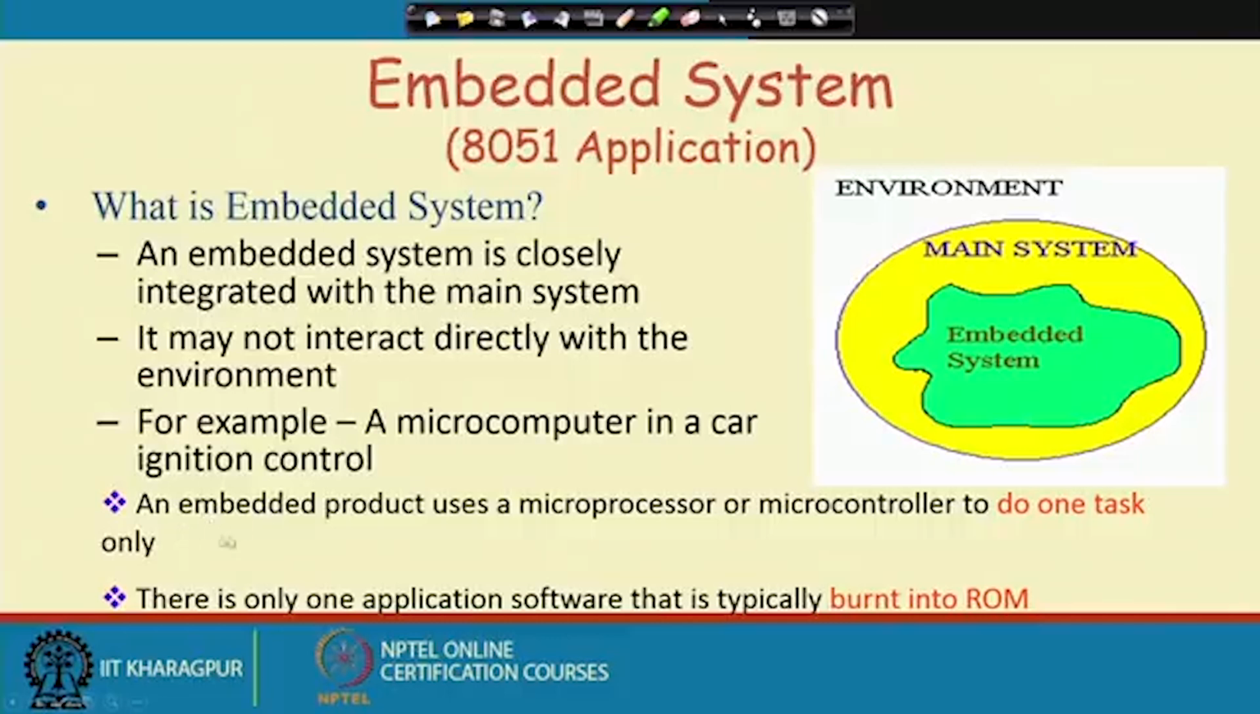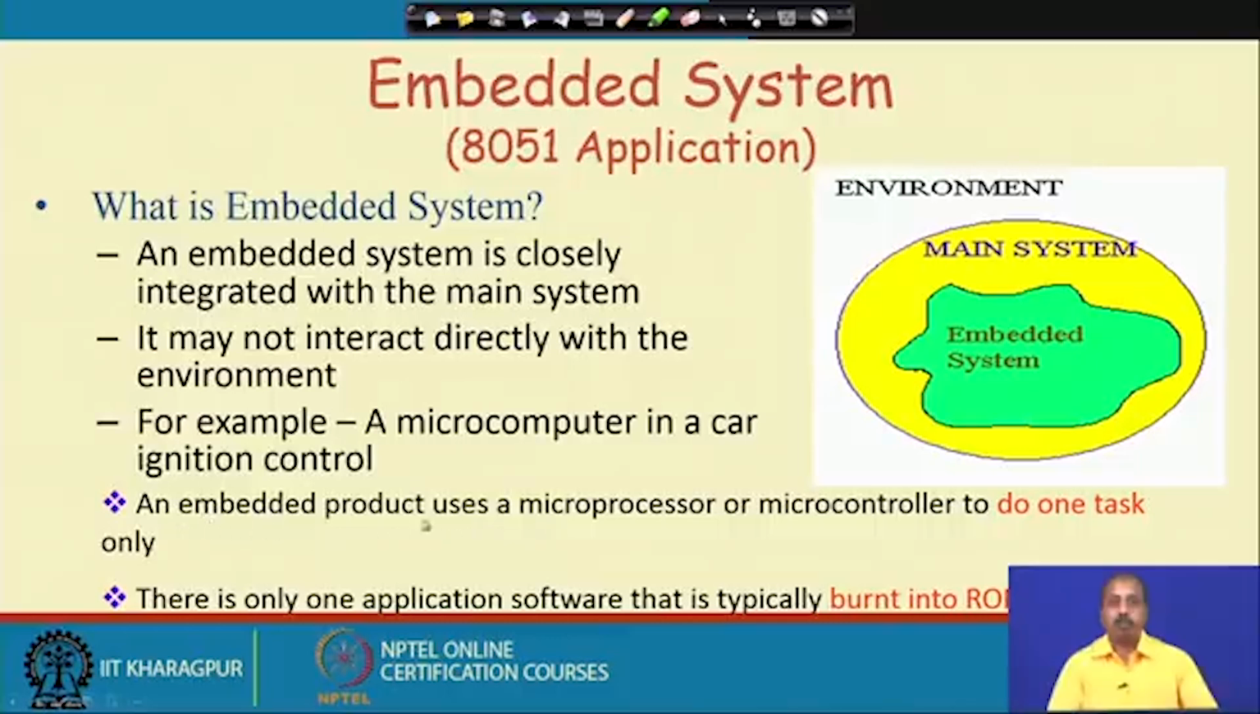An embedded product uses a microprocessor or microcontroller to do one task only. The task is fixed, like when you are driving a car. The operations that these processors need to do are fixed. On a car processor, I will not try to run a program which will find the roots of a quadratic equation. But the processor is doing other things like fuel injection, steering control and all that. So, they are doing only one task at a time.